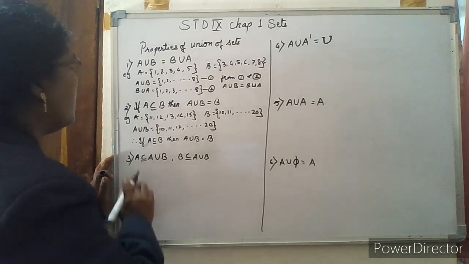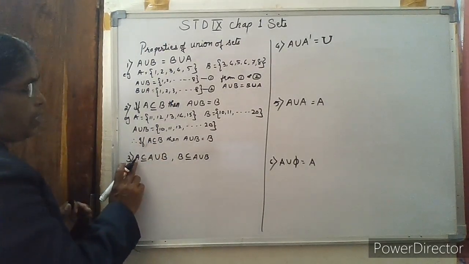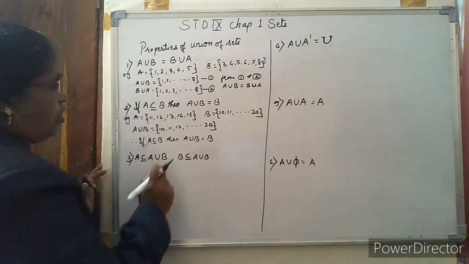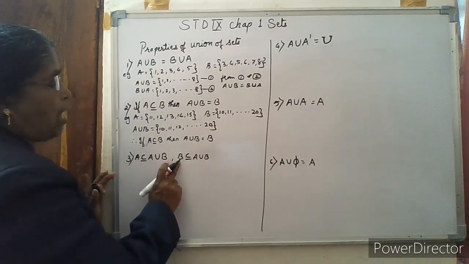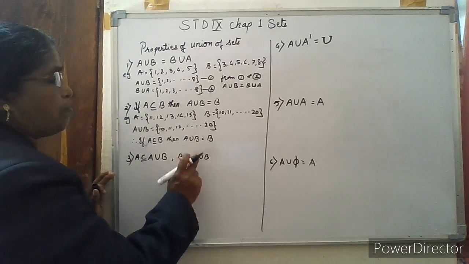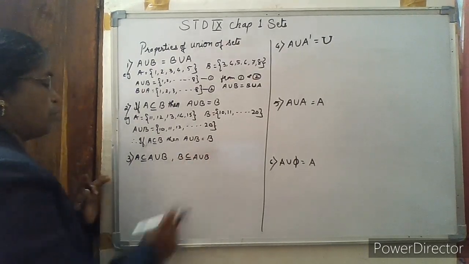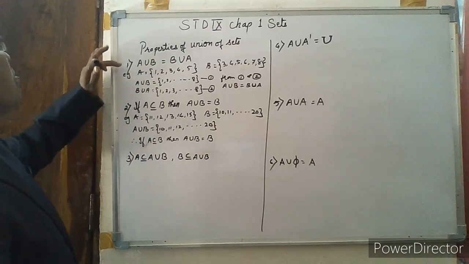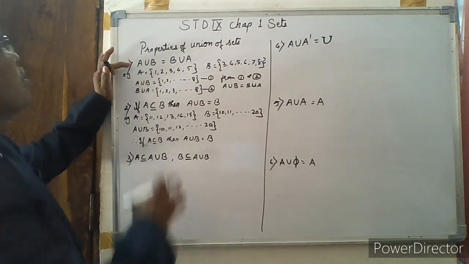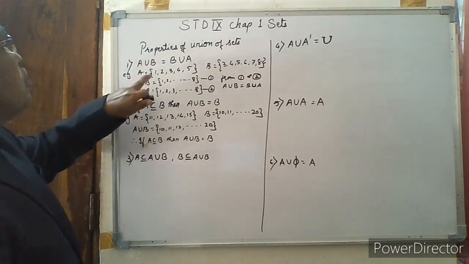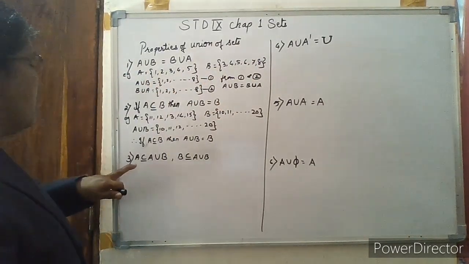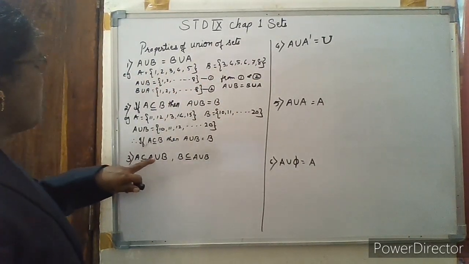Now, let us go to the next property. A is a subset of A union B, and B is also a subset of A union B, always. With this example also we can see. With the first example, set A and set B. Look at set A, look at set B. A is a subset of A union B.